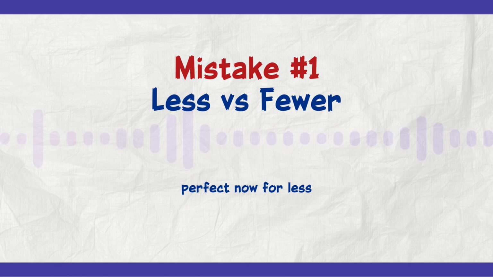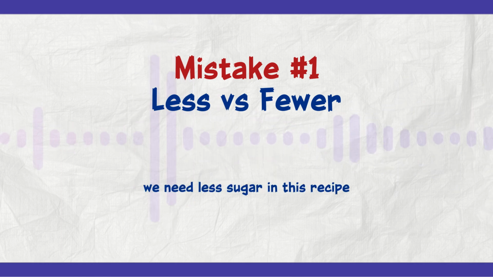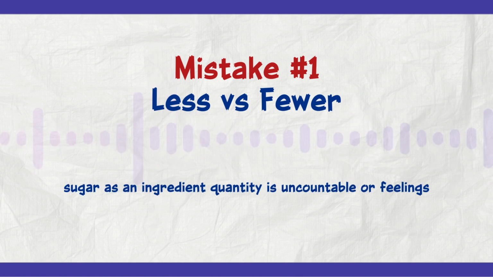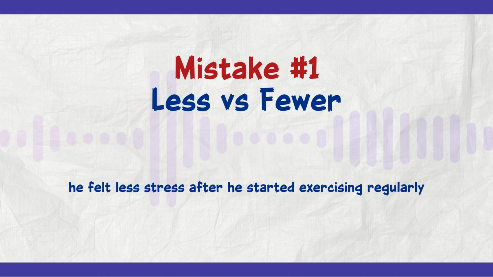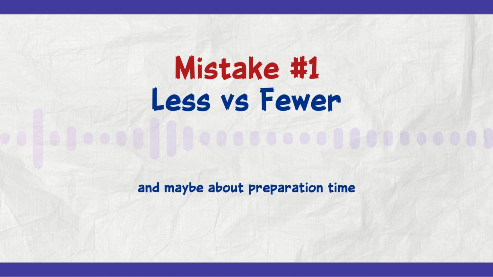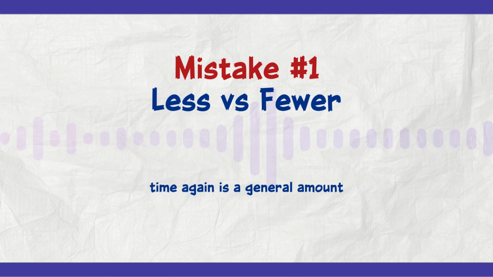Perfect. Now for less. Think about cooking. Okay, we need less sugar in this recipe. You're already very sweet. Sugar as an ingredient quantity is uncountable. Or feelings. He felt less stress after he started exercising regularly. Stress isn't something you count one by one, right? And maybe about preparation time. They had less time to prepare for the presentation than they expected. Time, again, is a general amount.